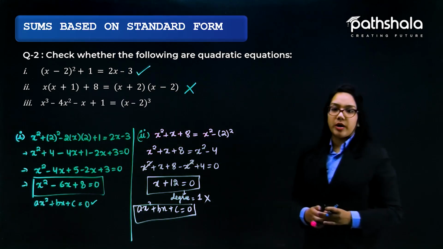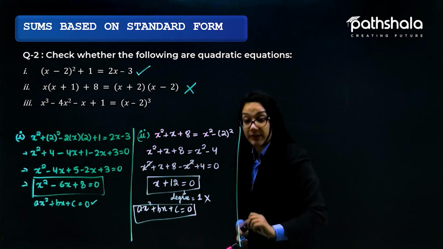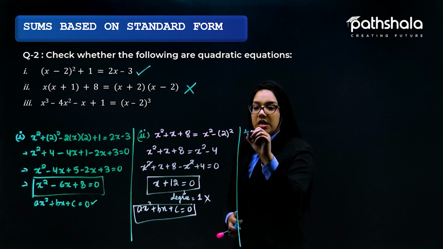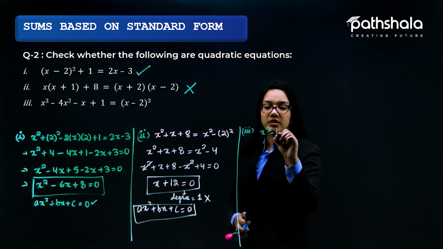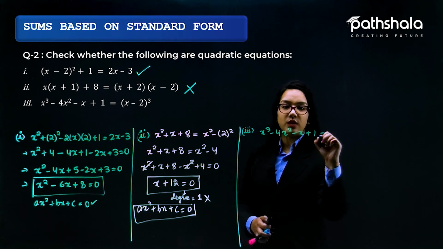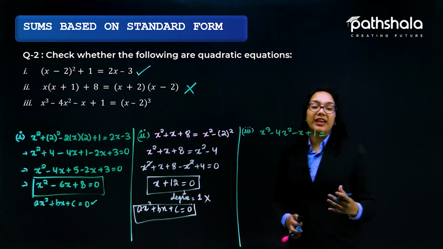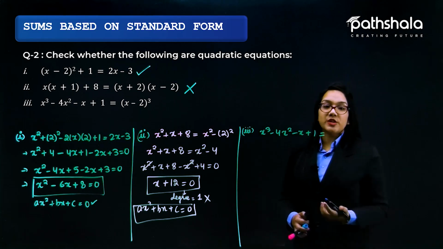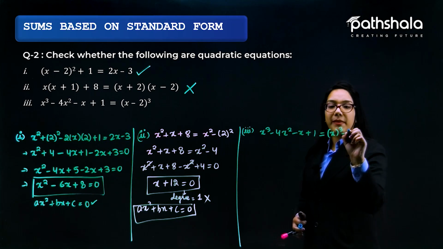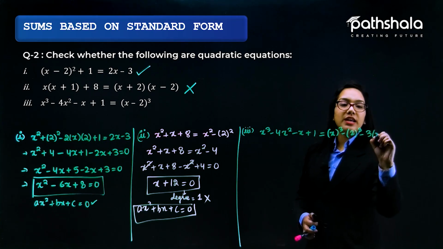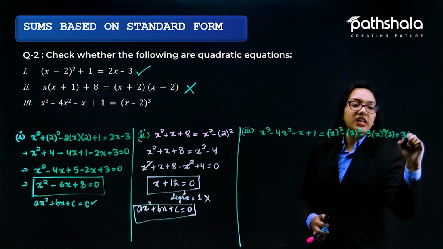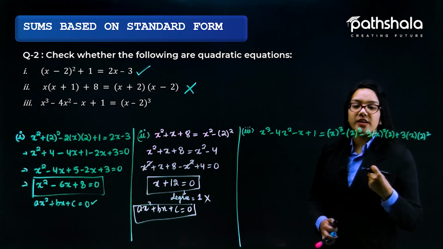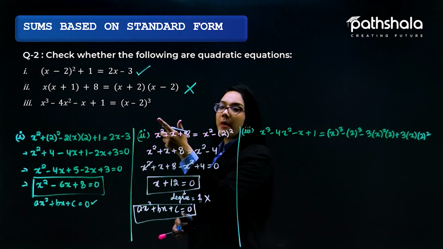Let's talk about the third part. The third part says that we have x cube minus 4x square minus x plus 1 is equal to x minus 2 whole cube. So we can apply the algebraic identity a minus b whole cube. What is a minus b whole cube? It is nothing but a cube minus b cube minus 3a square b plus 3ab square. So I have applied the algebraic identity a minus b whole cube onto x minus 2 whole cube.